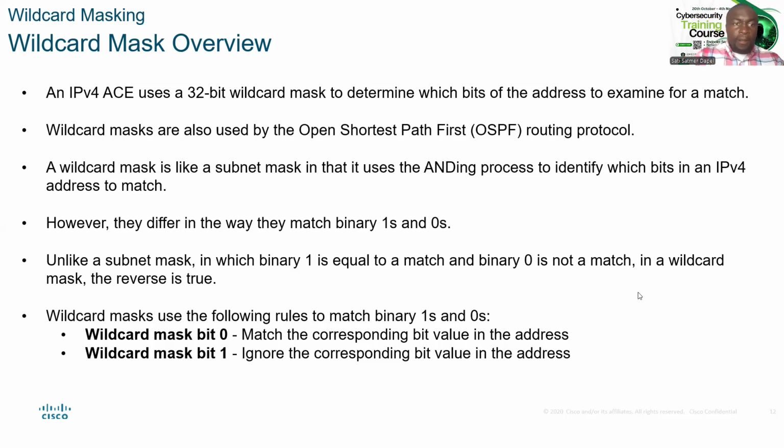Okay. So an IP version 4 access control entries uses a 32-bit wildcard mask to determine which bits of the address. Sorry, I actually asked a question. Maybe you didn't read it. Oh, okay. On the platform. All right. So let me check. I have a question from Ikoyi. Says, can you throw more light on implicit denial? All right. Very good question, Ikoyi.